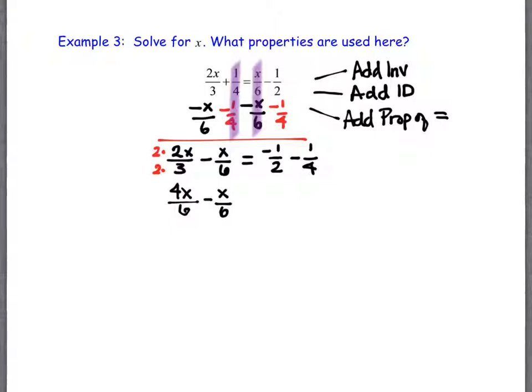Let's do the same kind of thing on the right. What are we going to have to do on the right-hand side in order to combine those? Find a common denominator, which might be the number 4. So what would I have to do to get it to be the number 4? Multiply the first fraction by 2 over 2, or 2 on top and bottom. So that gives me negative 2 over 4 minus 1 over 4.